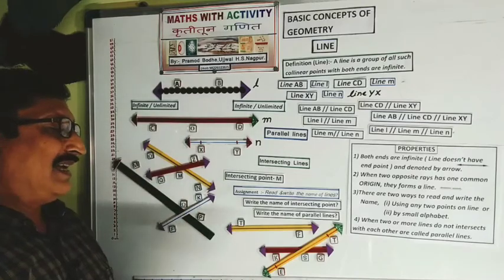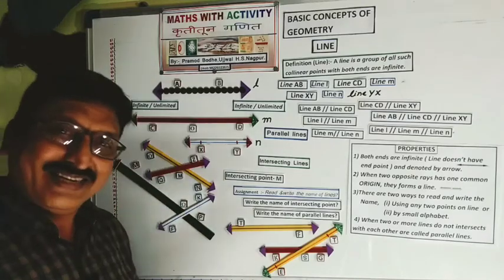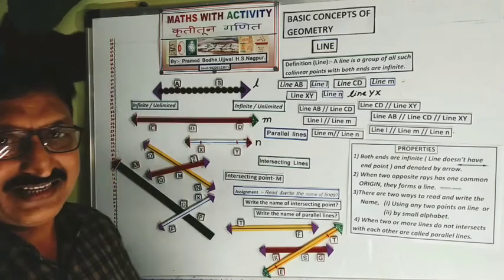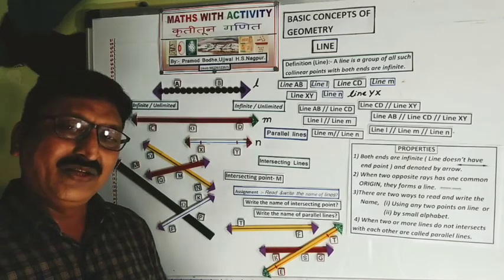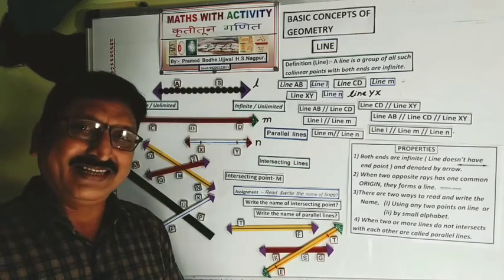Overlook it properly. Find some parallel lines here and some intersecting lines. Write the names of intersecting points and parallel lines. Well, I hope you understand all these things. Thank you.